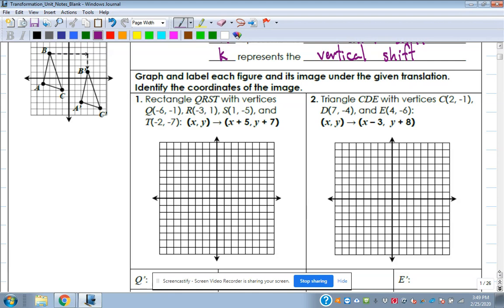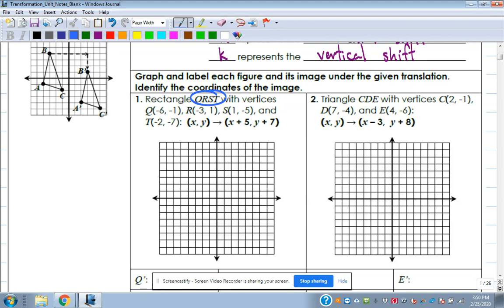Okay, so we're going to draw that. The instructions say graph and label each figure and its image under the given translation. So we're going to use 2 different colors. We're going to graph the original image first. I'm going to do QRST in a blue pen on the screen so you'll be able to see it real well. And then I'll do the image. The pre-image is going to be blue. The image is going to be red. So the pre-image is just taking these ordered pairs and plotting them. It may have been a minute since you plotted ordered pairs on the coordinate plane.